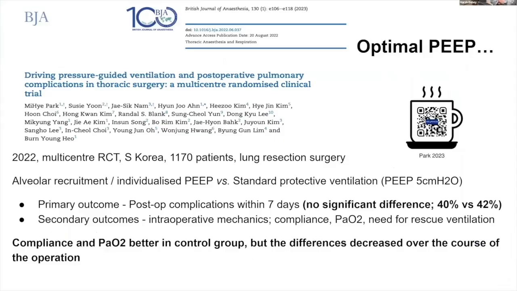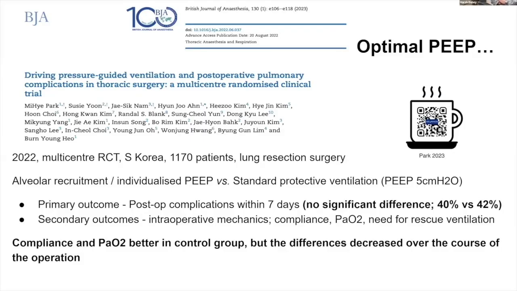There are strategies to look for optimal PEEP. This was a very good study published in 2022, a large multi-center RCT, including 1,000 patients or more for lung resection surgery. And they sought to answer the question, is an individualized PEEP strategy to lower driving pressure better than just standard protective ventilation? They looked at postoperative complications and some intraoperative mechanics. Both groups got alveolar recruitment at 3 different time points: at the start of mechanical ventilation, start of one lung, and then again when they resumed 2 lungs.